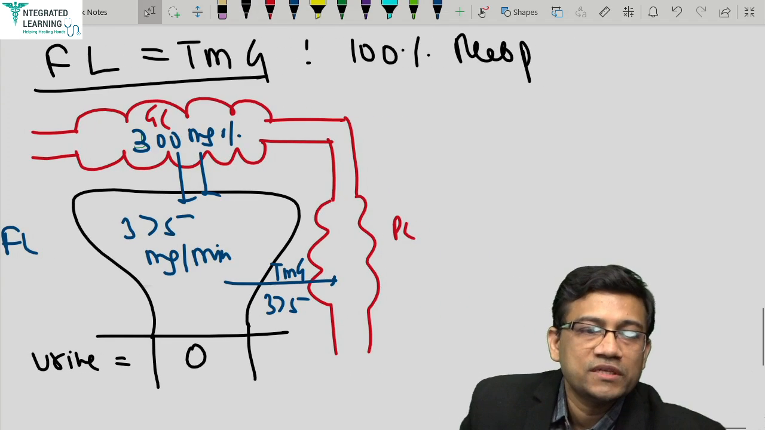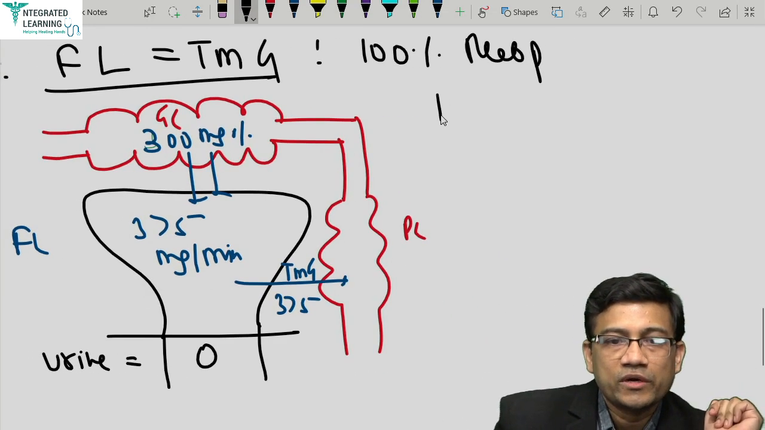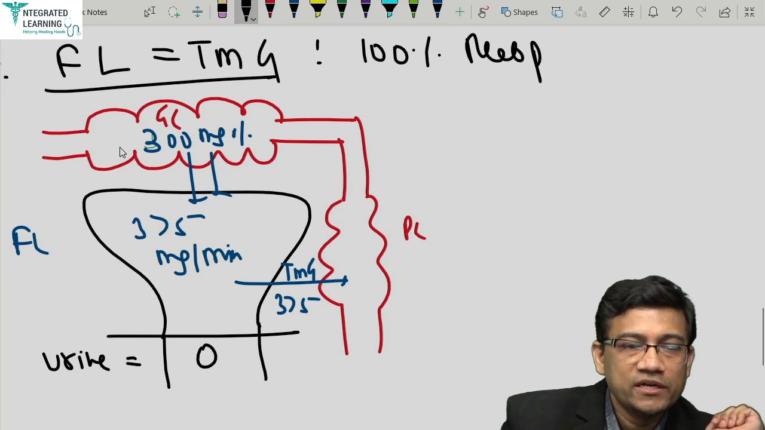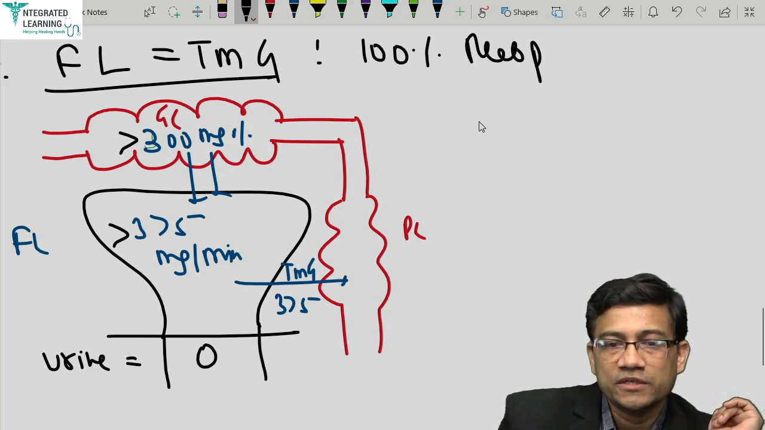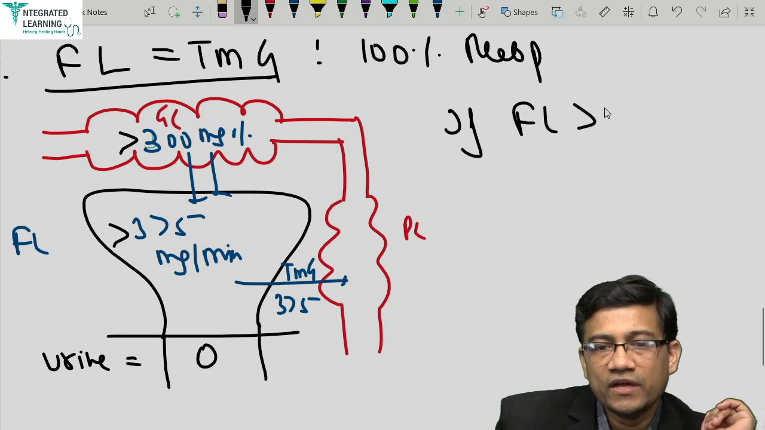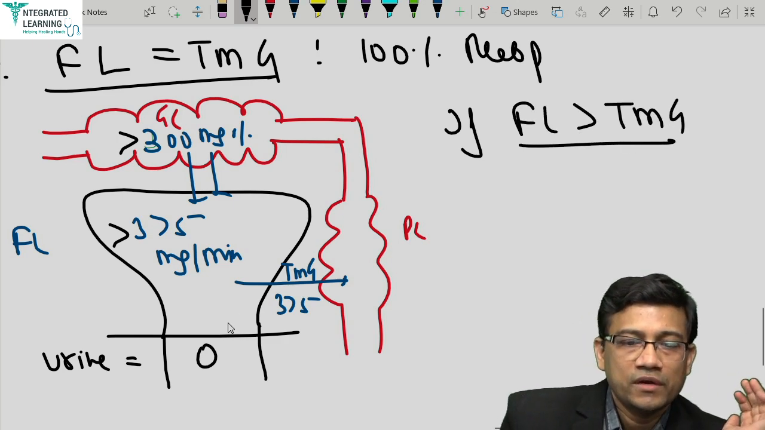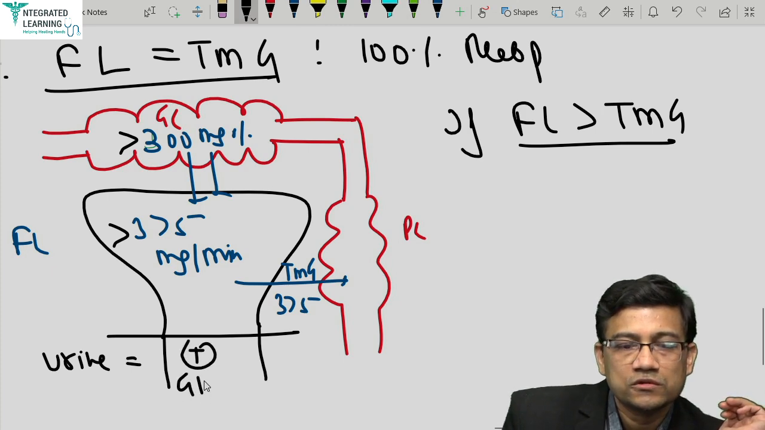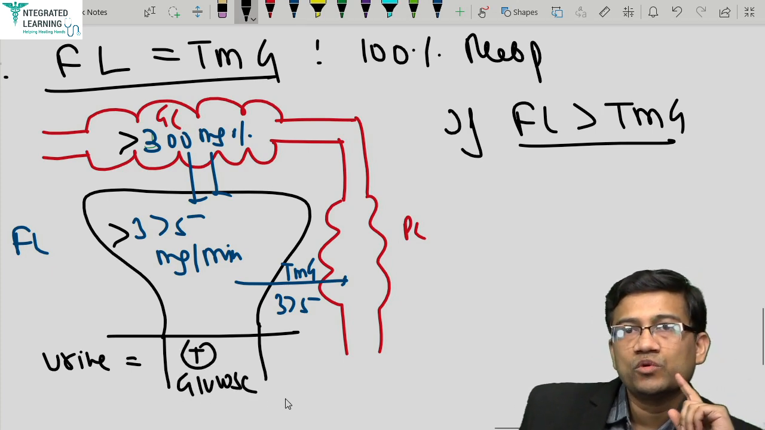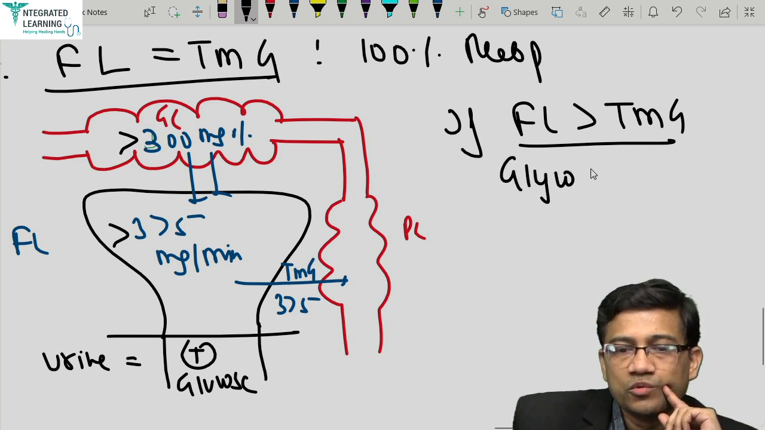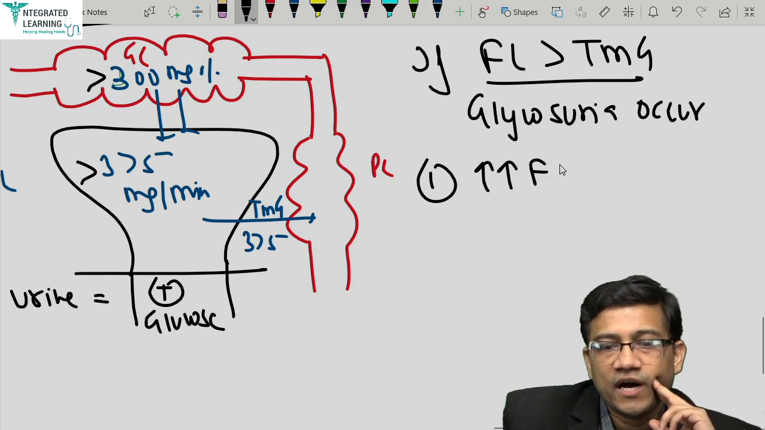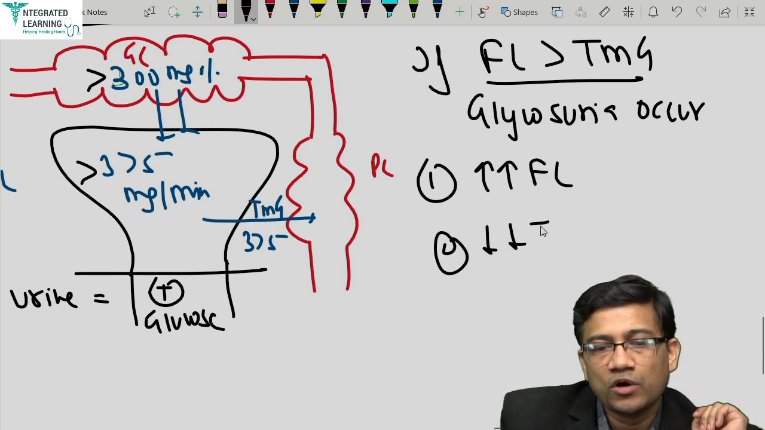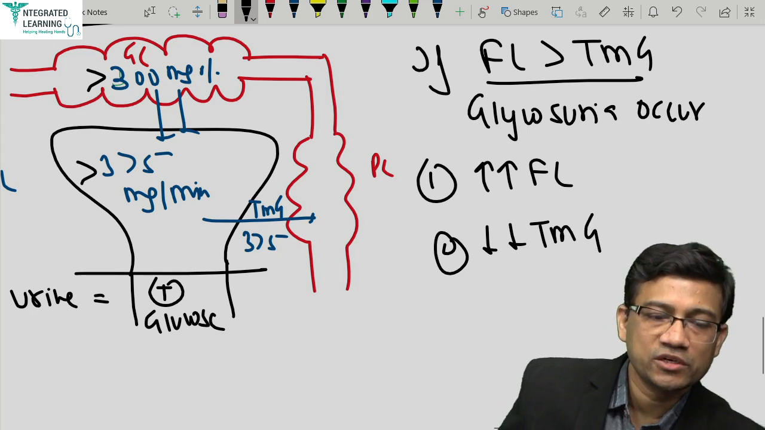But if you cross it, just above RT, if it becomes more than 300, you will be more than 375, and now FL is more than TMG. Now what happens? There would be glucose in the urine. If FL is more than TMG, glycosuria occurs. What are the two reasons? Either there is a very high FL or there is a decreased absorptive power. So two conditions cause glycosuria.